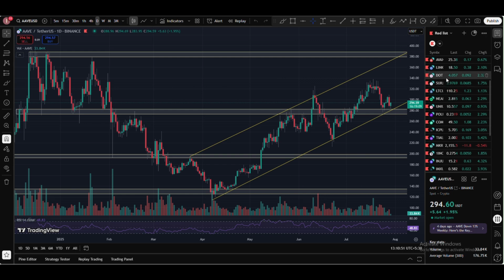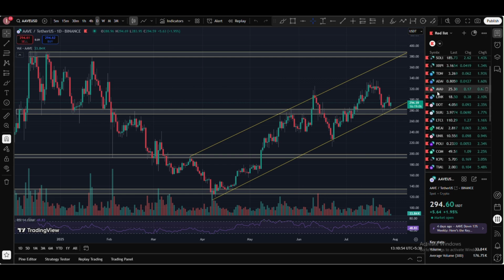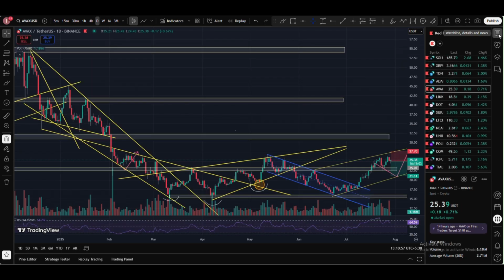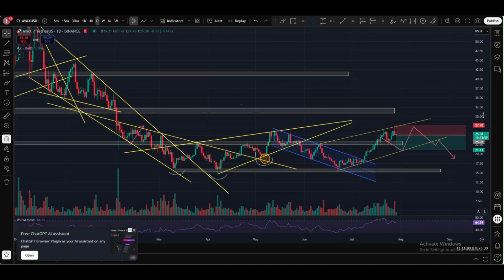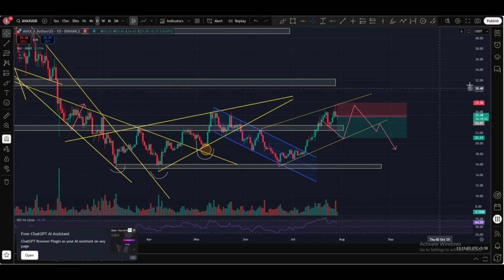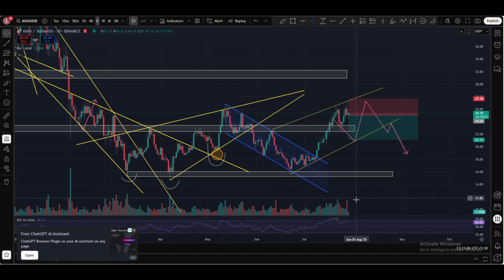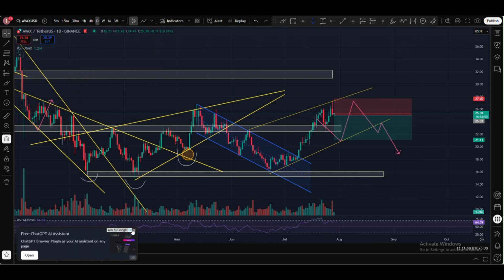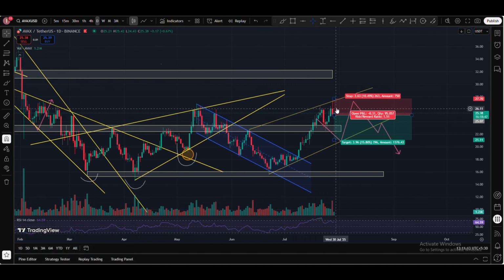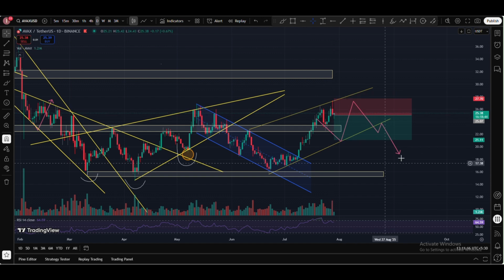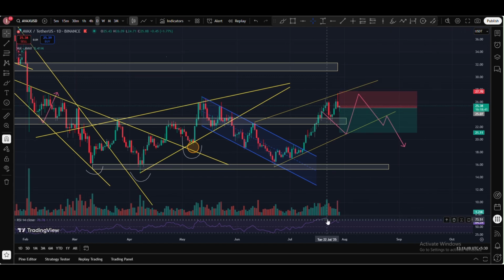We can move to the AVAX chart. You can see a bearish harami pattern. This is a candlestick pattern. This pattern is a bearish harami pattern and there is a bearish divergence.